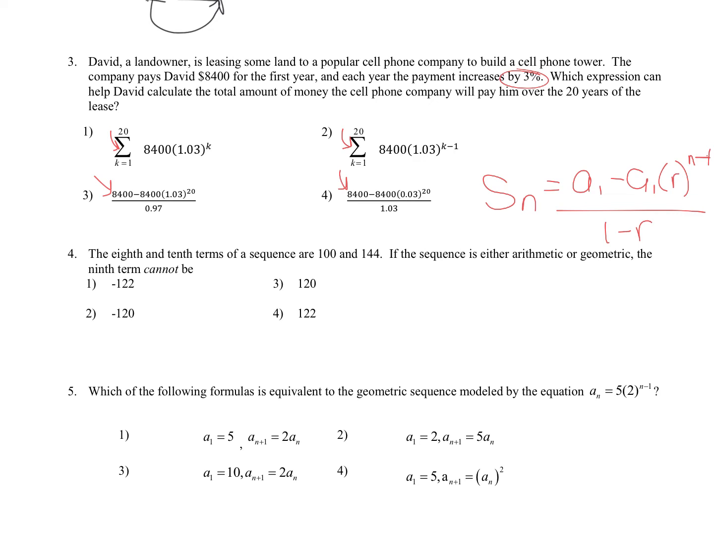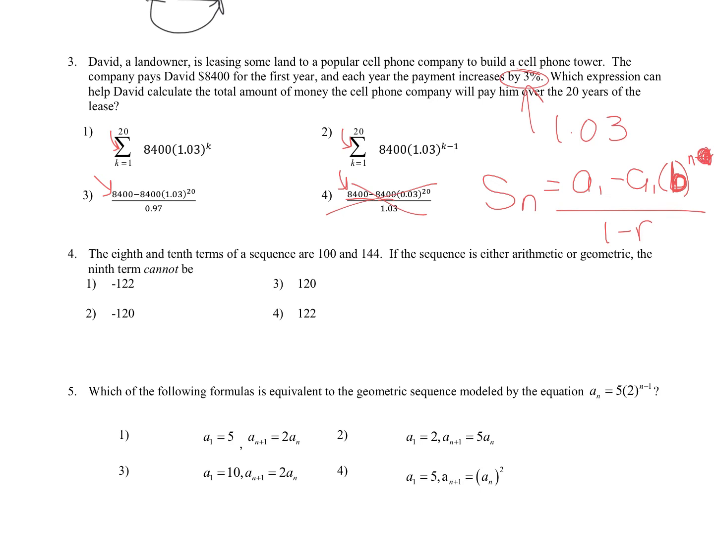So the a sub 1 looks good in both of them. We're starting with 8,400. This one is not right, because even though the formula says R, we know we have to change it to a B. And if we're increasing by 3%, we need a 1.03 there. And that was wrong by me. This should be B to the N, not B to the N minus 1. Sorry about that. This one does look good.